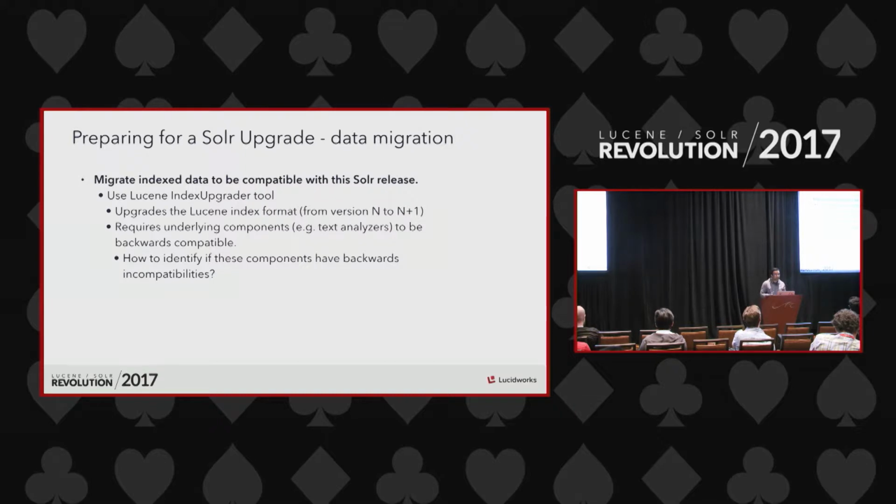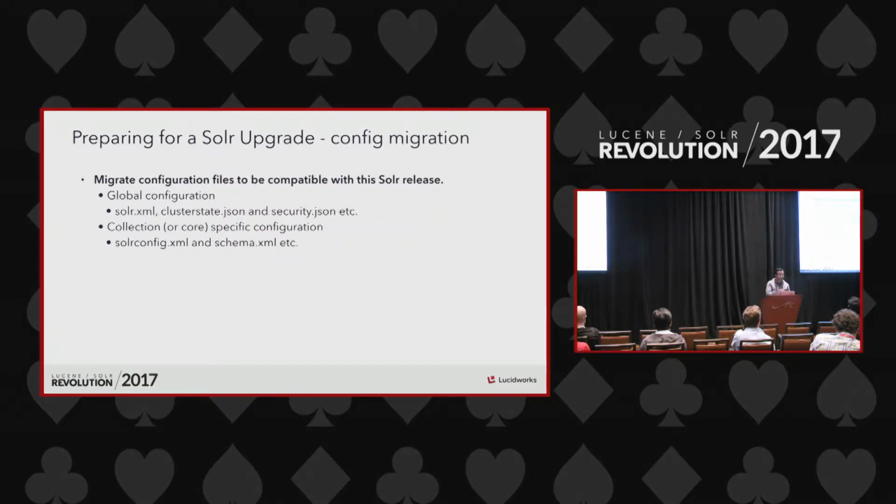And the main challenge here is how to identify if any of these analyzers have changed, whether I really need to reindex, or I can just do an index upgrade. That is something most users think about, right? So we will get to this once we start thinking about the config migration.